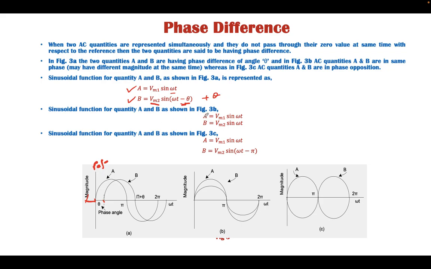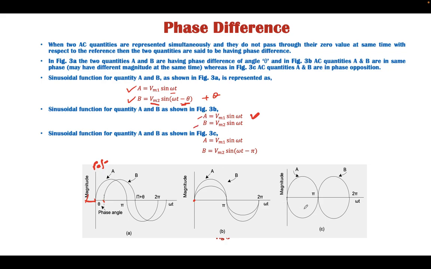Now here quantity A is Vm1 sin omega t and quantity B is Vm2 sin omega t. If both the quantities are starting with respect to the reference, it means there is no phase difference between quantity A and B.